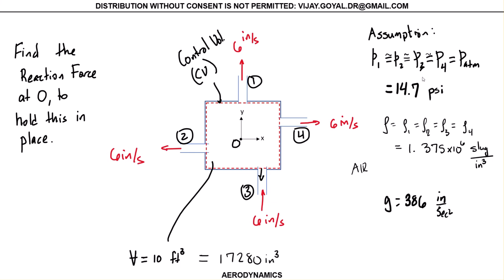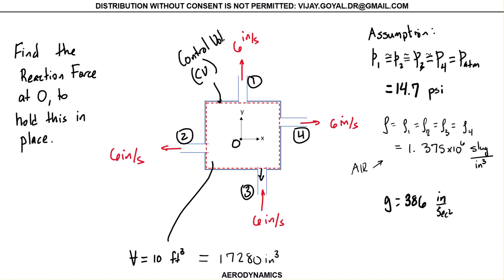They are exposed to atmospheric pressure, so it gives a very good assumption. It is 14.7 psi. The density in slugs per inches cubed will be 1.375 times 10 to the minus 6, and this is for air. And for the gravitational constant, 386 inches per second squared.